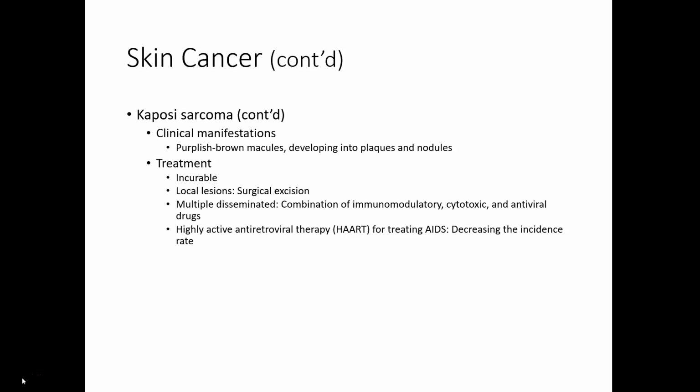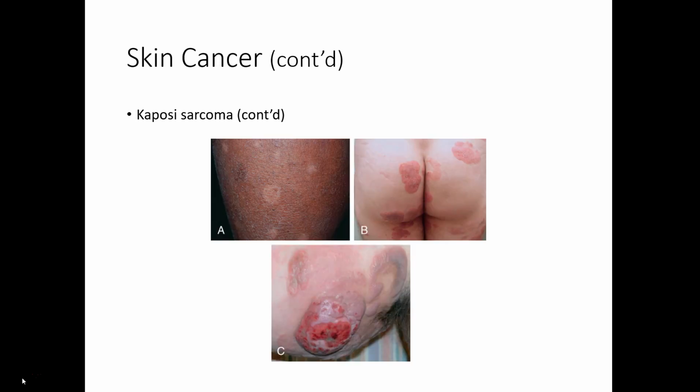Kaposi sarcoma clinical manifestations are purplish-brown macules developing into plaques and nodules. Treatment, unfortunately, is incurable. For local lesions, surgical excision; for multiple disseminated lesions, a combination of immunomodulating, cytotoxic, and antiviral medications. And then HAART, highly active antiretroviral therapy, for treating underlying HIV/AIDS, decreases the incidence rate. These are 3 different pictures of Kaposi sarcoma.